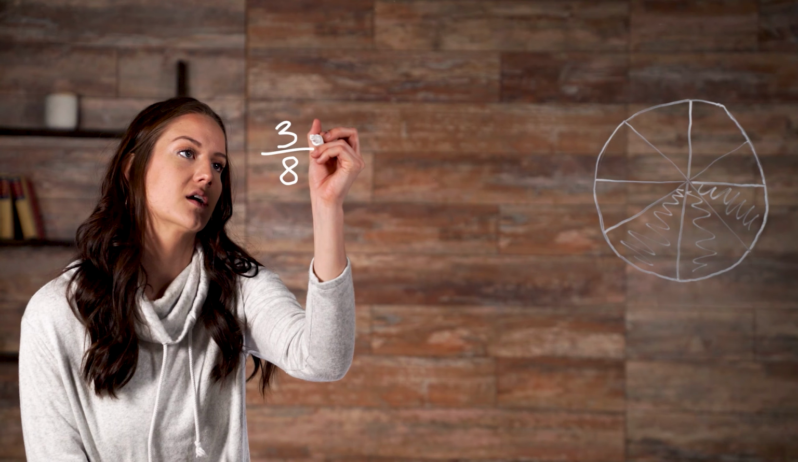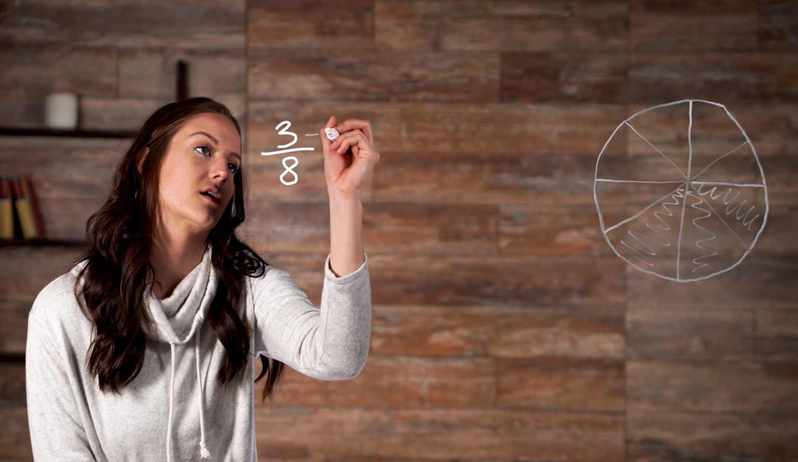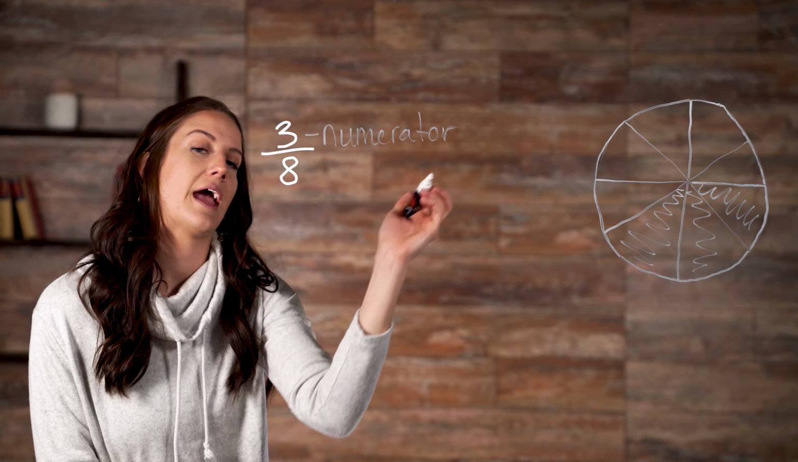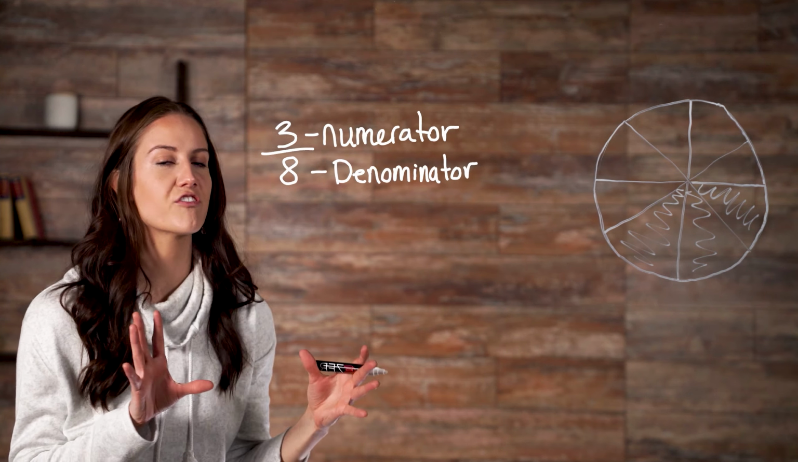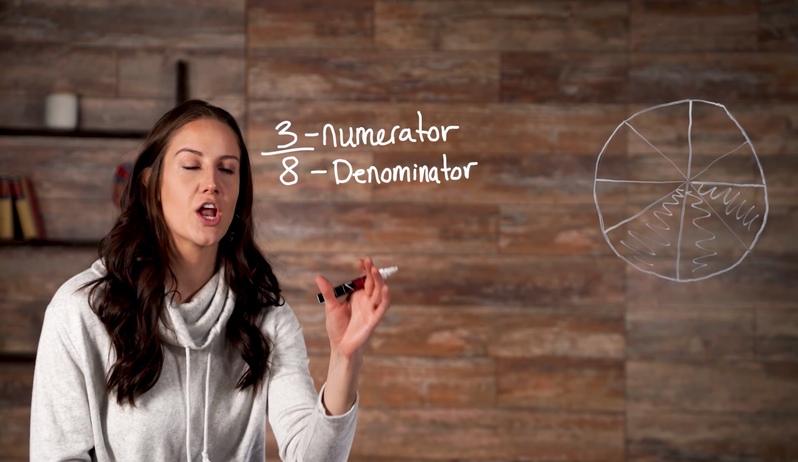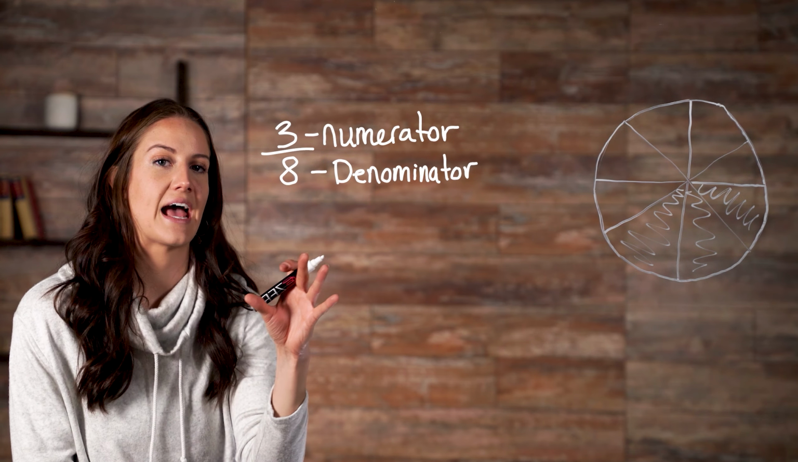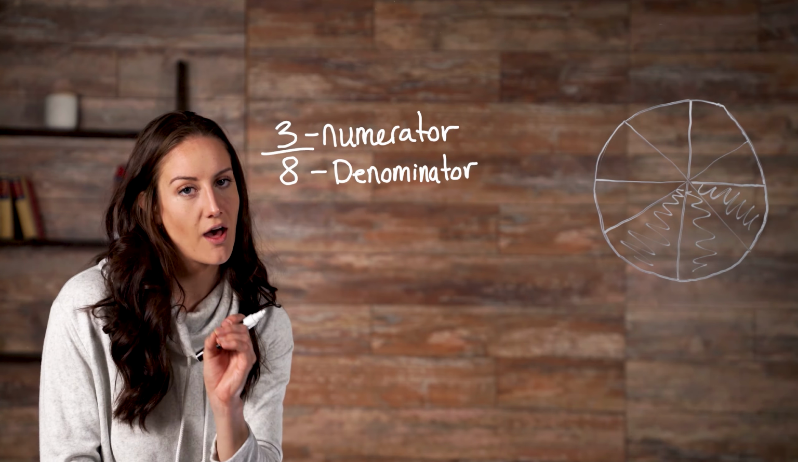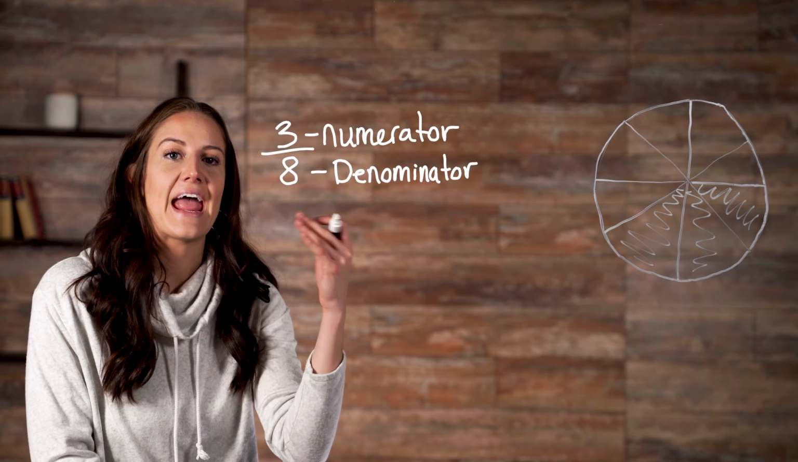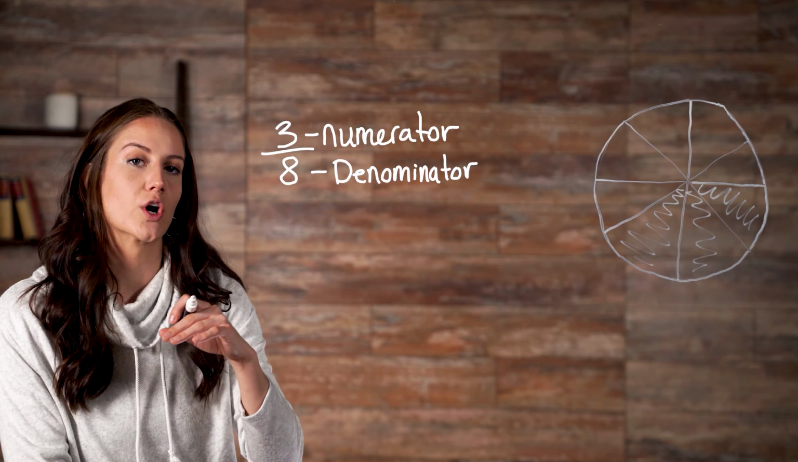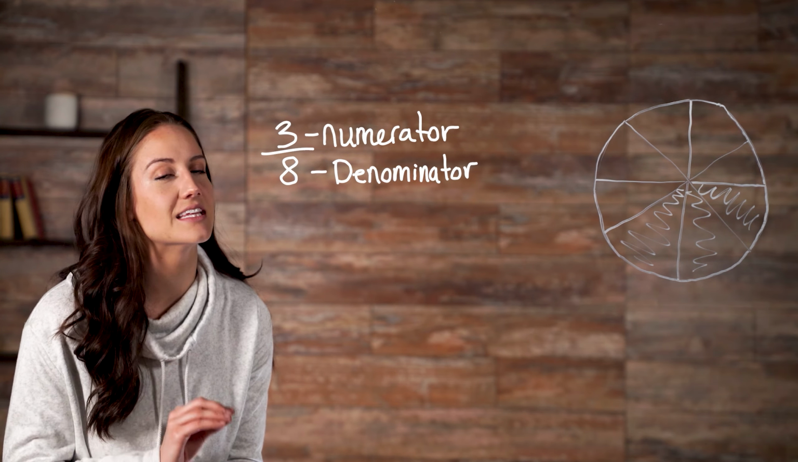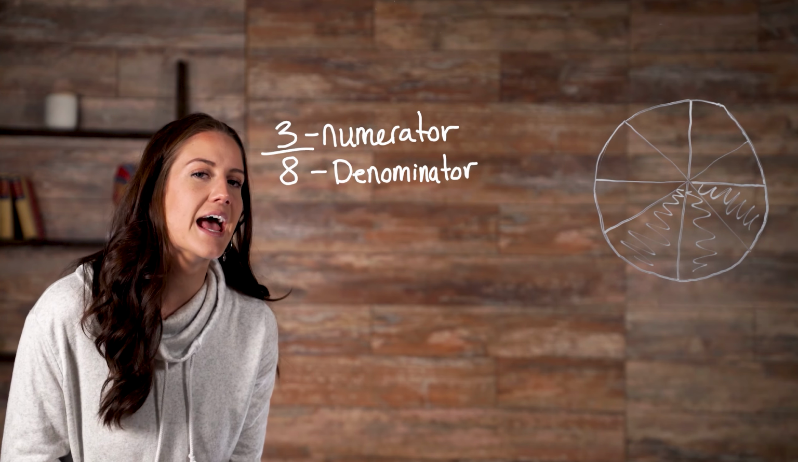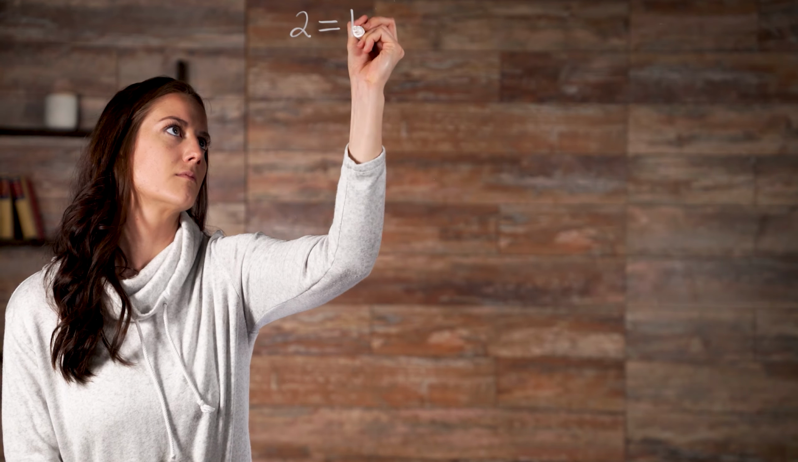The top number is called the numerator. And our bottom number is called the denominator. When saying fractions out loud, the denominator will usually be spoken as the ordinal version of the number. You would say 1/8 instead of 8, or 1/3 instead of 3. Let's take a look at a list of our denominators and see how we would say them.